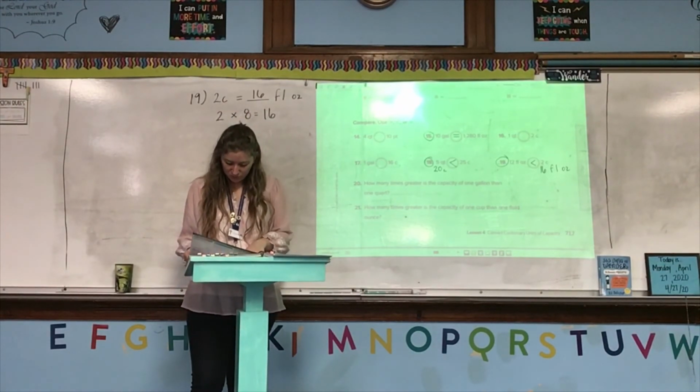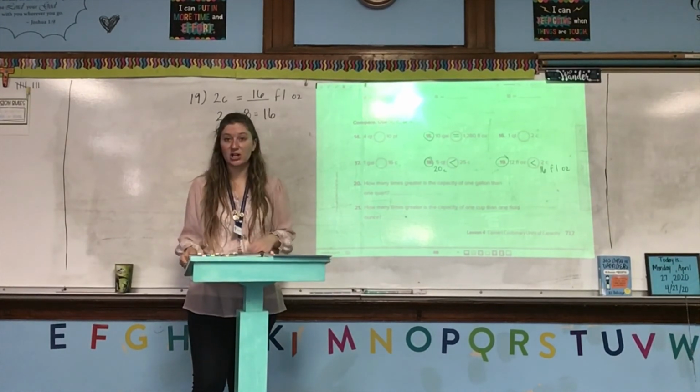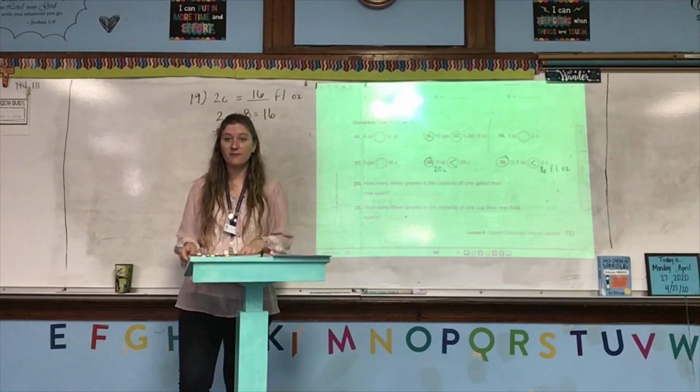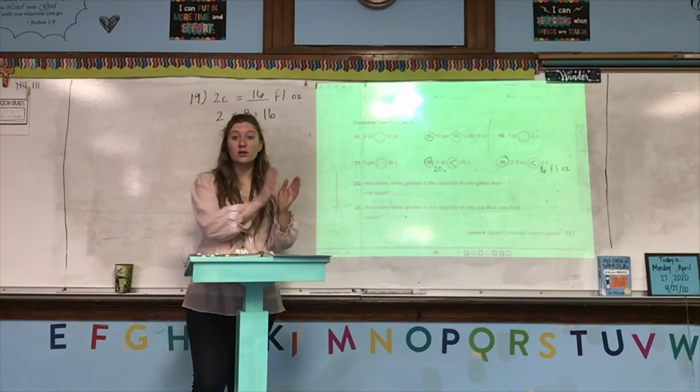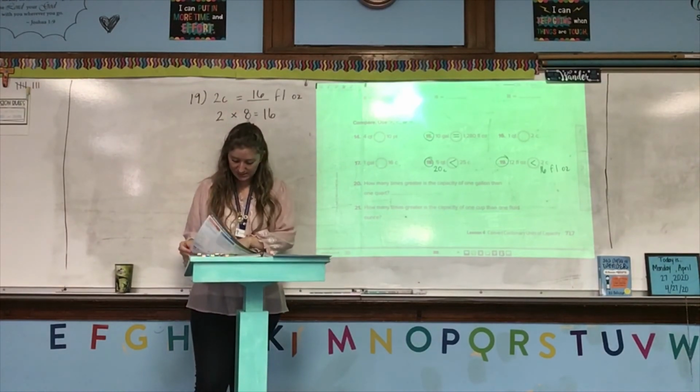Numbers 22 through 25, make sure that you have the answer along with a unit. Those are word problems. Show your work on a separate sheet of paper for numbers 22 through 25. You will be doing conversions. Show your work on the separate sheet of paper. Make sure that your answer has the number and the units.